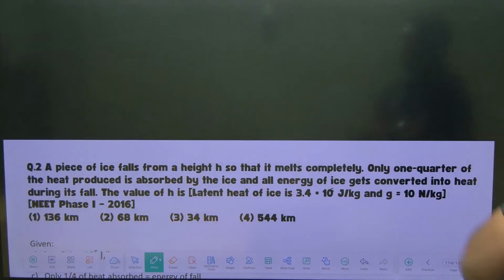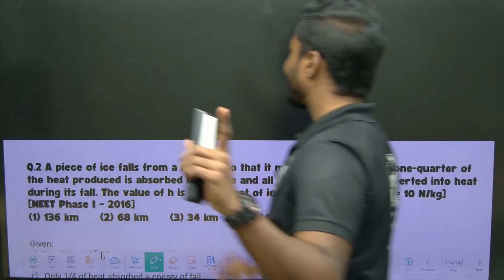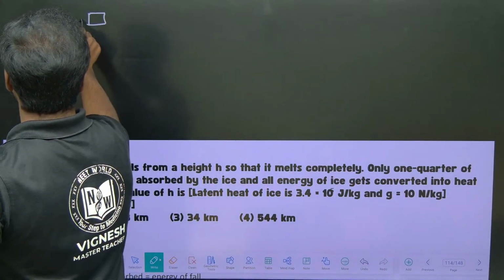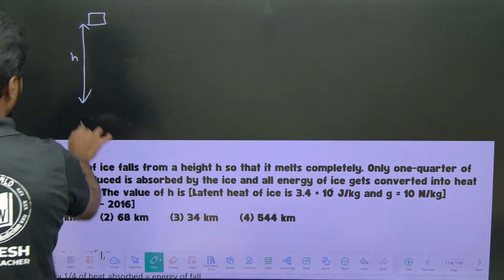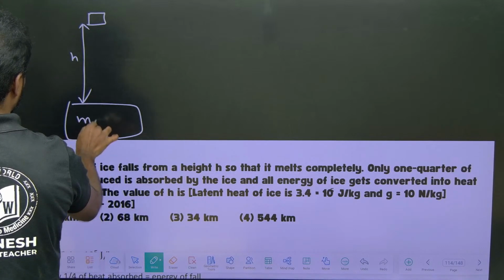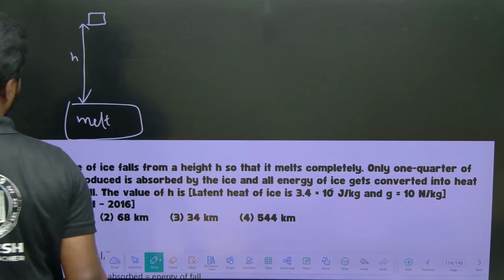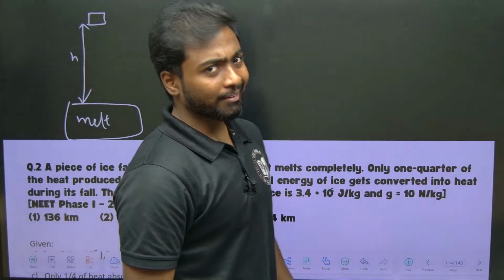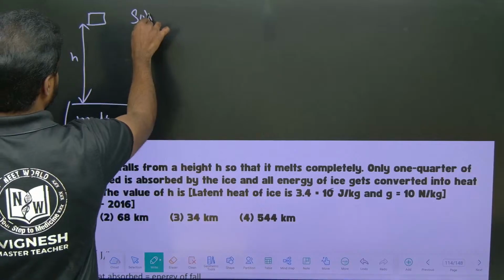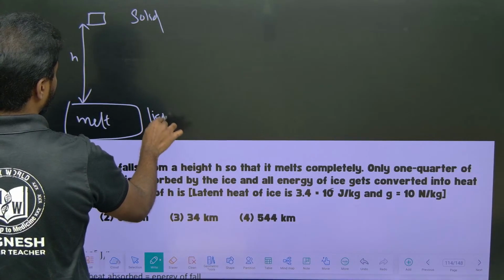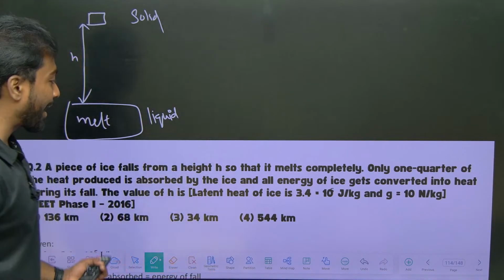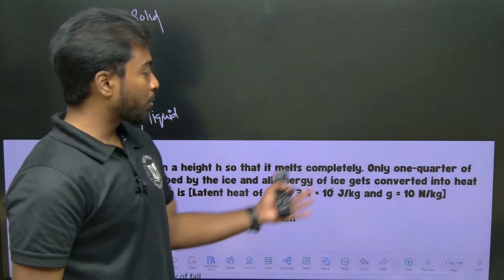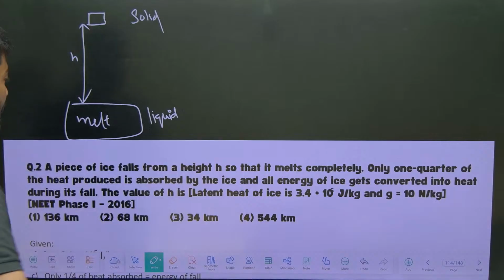The next question: a piece of ice falls from a height h so that it melts completely. Ice is falling from a height of h, and it completely melts, which means it becomes water. So initially there is a solid, and then a liquid. Only 1/4 of the heat produced is absorbed by the ice, and all energy of the ice gets converted into heat during its fall. What is the meaning?